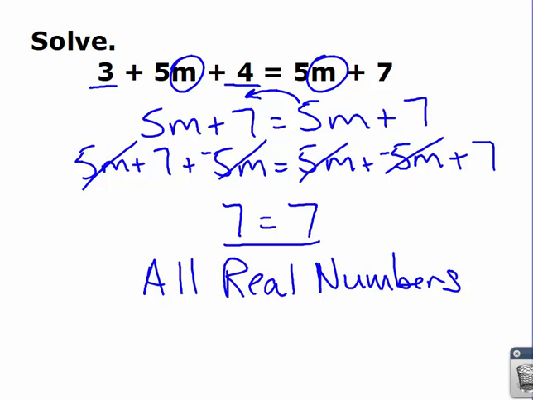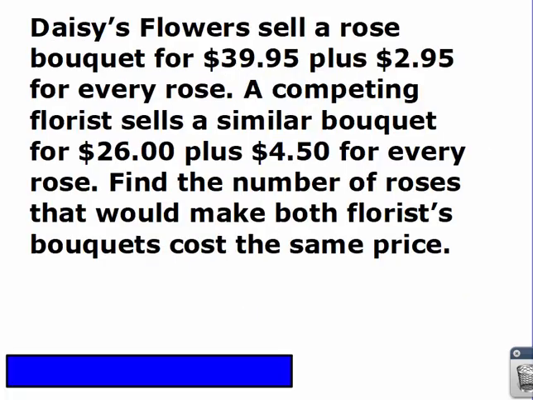Now, in the real world, if anybody ever comes up to you and yells out an equation and says, hey, what's the value of m? Just turn around and run, because that's not going to happen in the real world. In the real world, everything comes to us in a word problem. And what you're going to have to do in a word problem situation is pull out what you need in order to do the math and then solve.